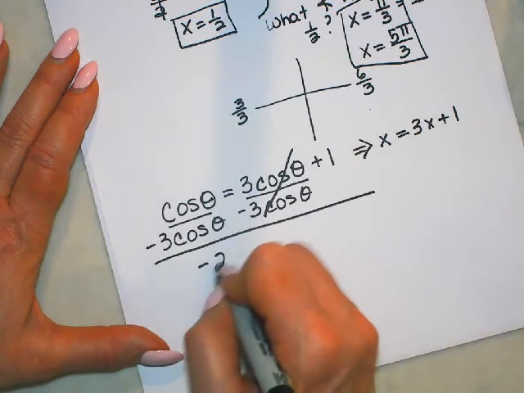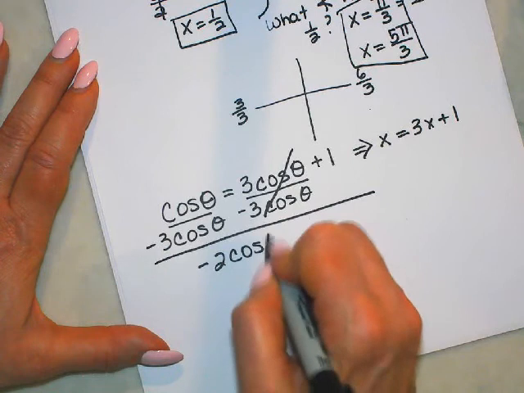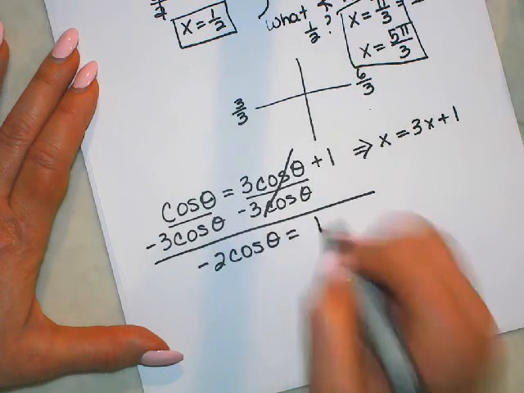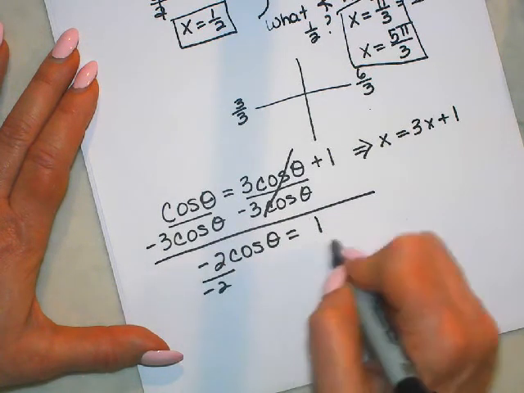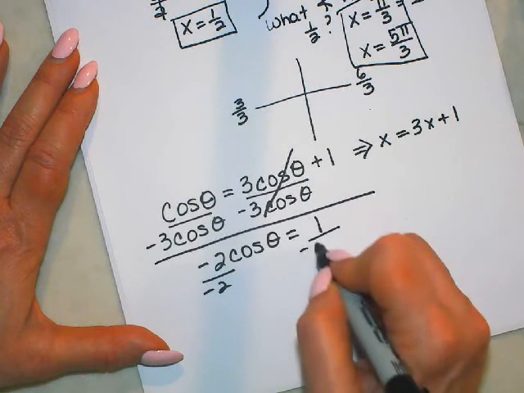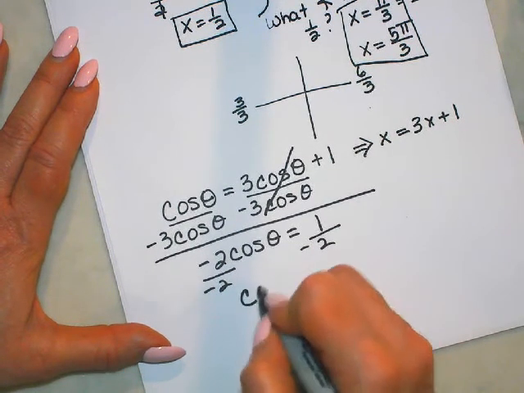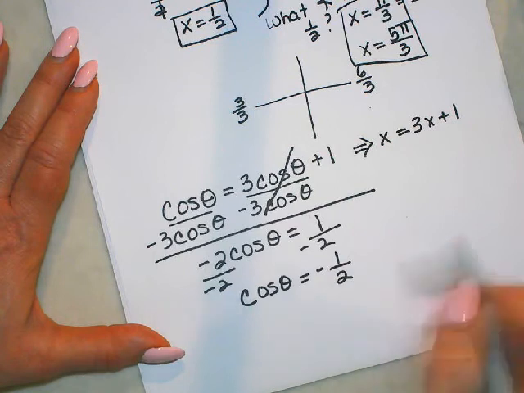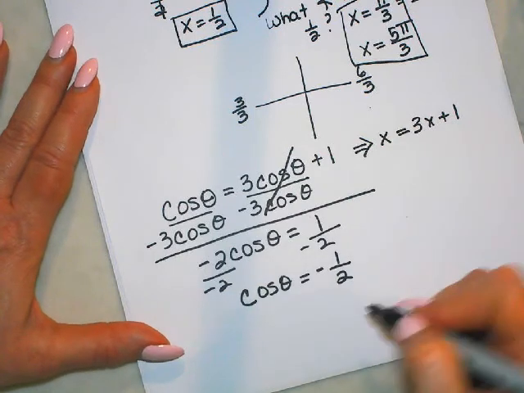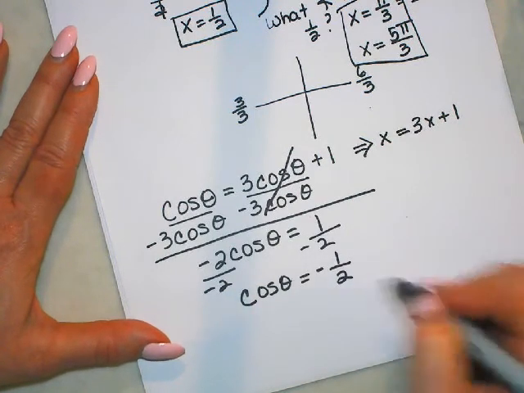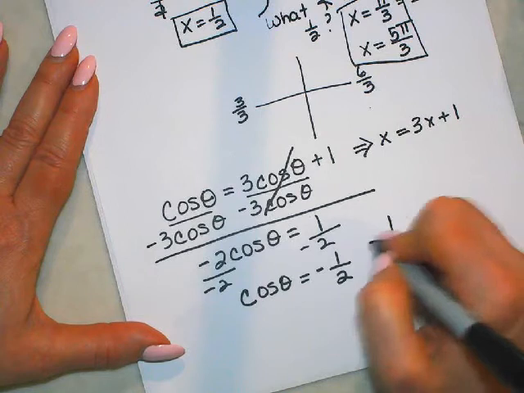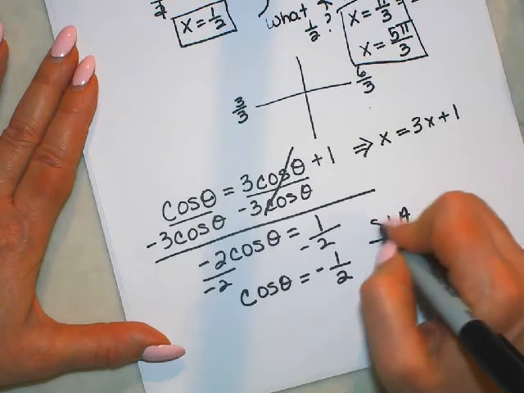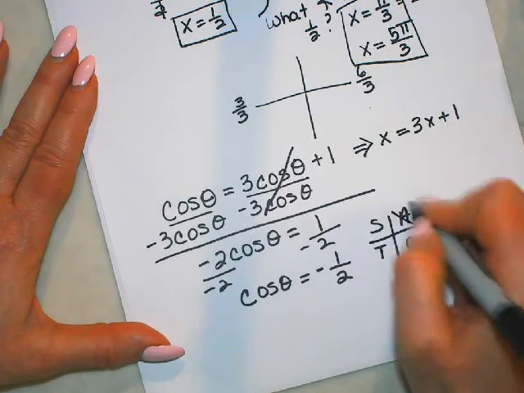1 minus 3 is negative 2 cosine theta equals 1. Divide both by negative 2. Cosine theta equals negative 1/2. So now I need to find an angle that has a cosine of negative 1/2. First of all, where do I live if I'm a negative cosine?